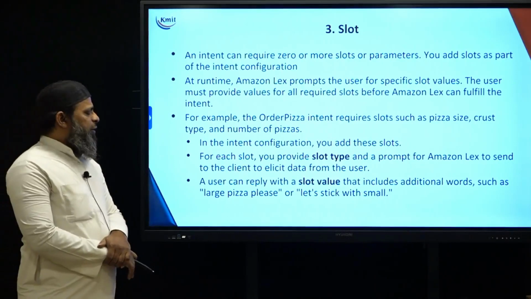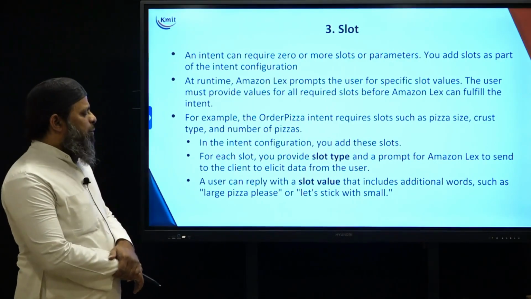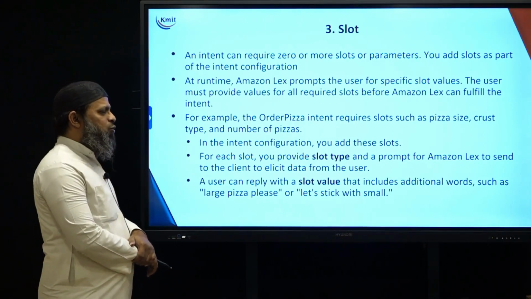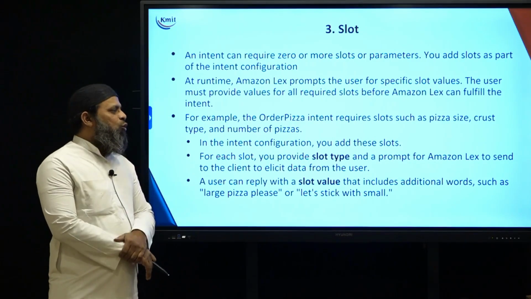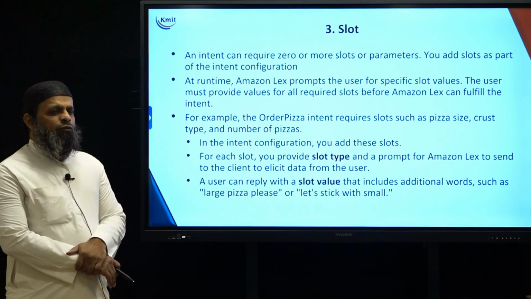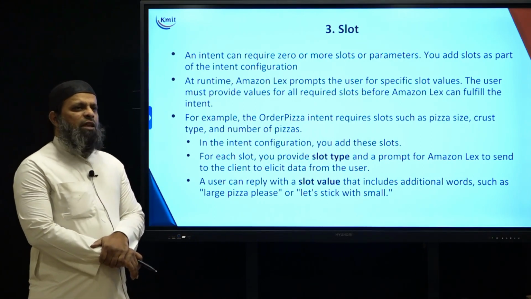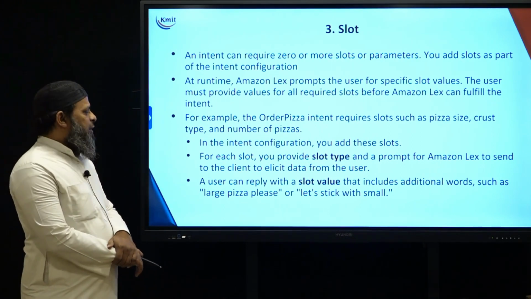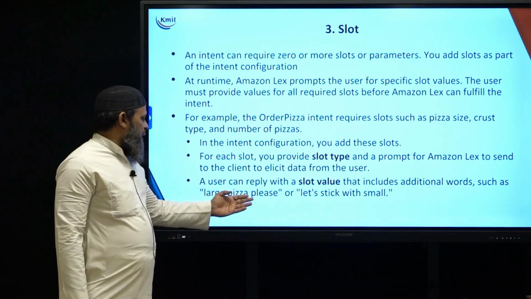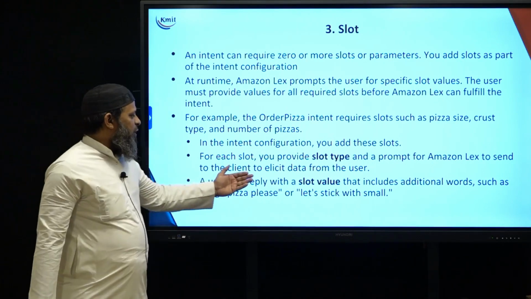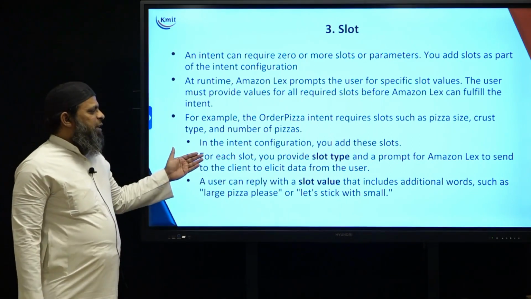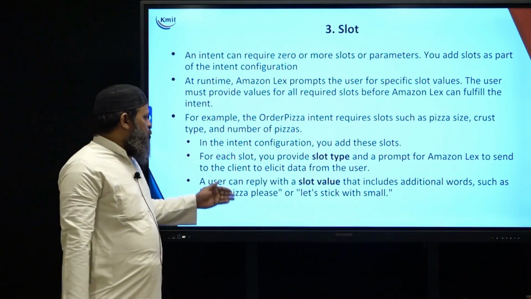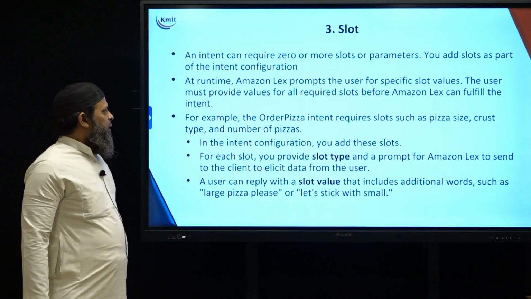With the slot we can provide the slot value, as well as a prompt for what the bot wants the user to do. Suppose you are ordering a pizza, then the bot can ask whether you want a small, medium or large pizza, or whether you want a thick crust. So the slot value is given that way. The slot type is either a built-in type, or you can create your own type. Based on that type, the value will be given.